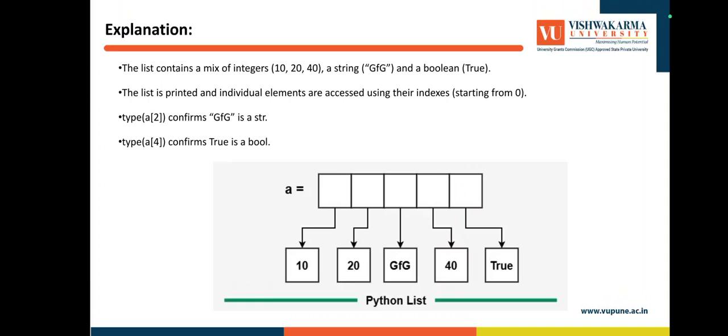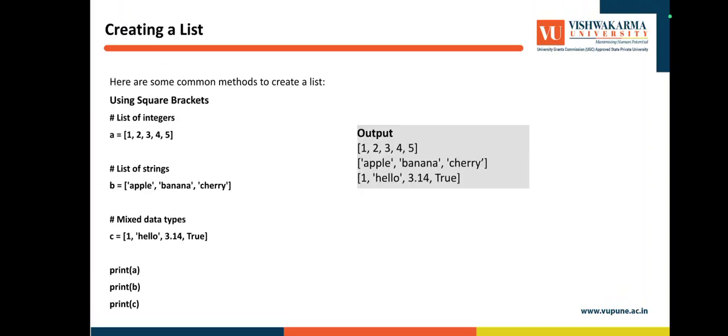Okay, let's move forward in this video. Here are some methods to create a list using square brackets. List of integers. Here we are declaring a variable a, and in that variable we are storing some integer values: 1, 2, 3, 4 and 5.